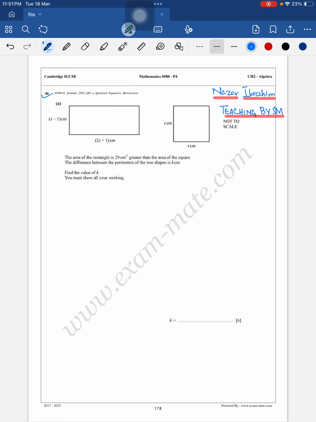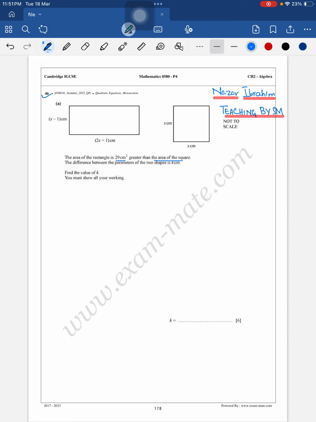Question number 46, we have two figures. One is a rectangle and one is a square. We can see by the dimensions given in the diagram as well. The area of the rectangle is 29 centimeters square, greater than the area of the square.